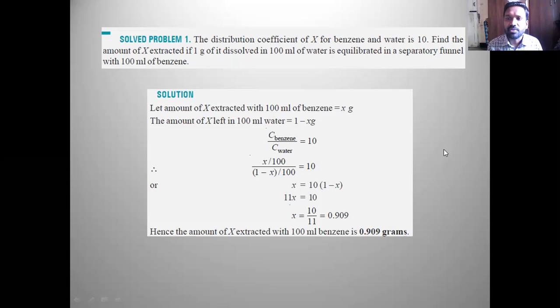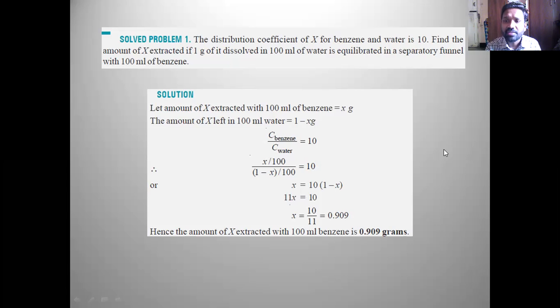All you have to do is first write the distribution constant law formula. Concentration of X in benzene divided by concentration of X, the solute, in water is equal to K. What is that K? 10, because they have given the distribution coefficient of X for benzene and water as 10. It is the information in the question, equal to 10.